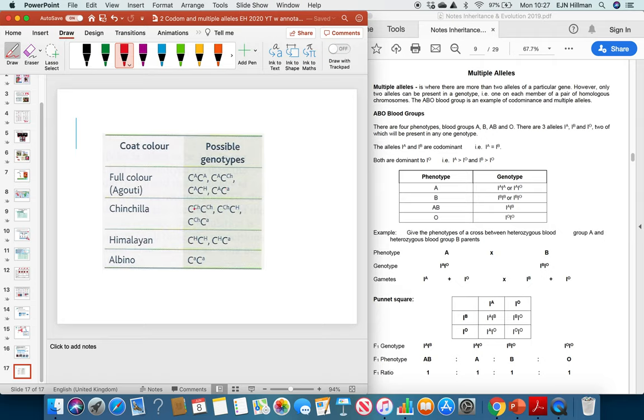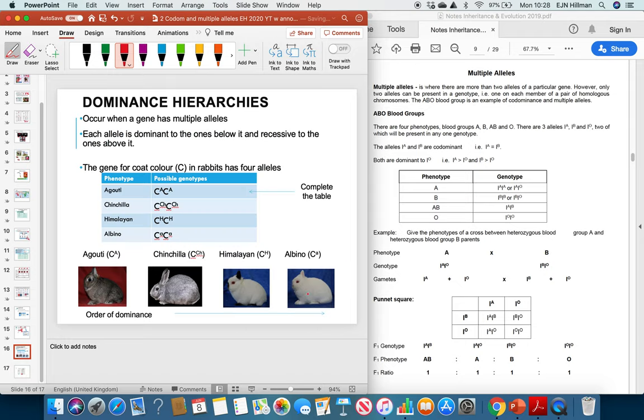Well, the chinchilla, it is dominant over all except the agouti. God, this is a bit confusing, isn't it? But you get the idea. So chinchilla is dominant over Himalayan, and chinchilla is also dominant over albino. Himalayan, well, it could either be homozygous for Himalayan, C capital H, C capital H, or because Himalayan is dominant over albino, it could be C capital H, C lowercase a. To be albino, they must be recessive a for the albino, which was the lowest on the order of dominance.